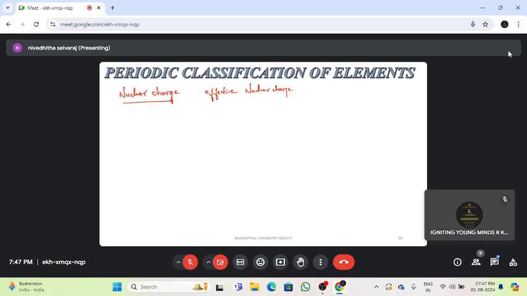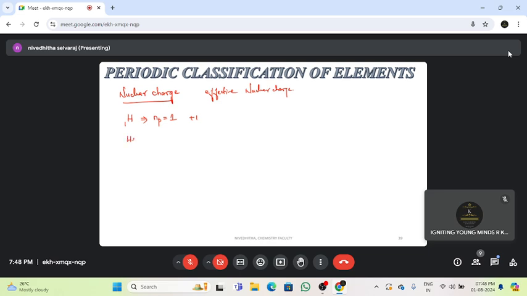So let us take the example of hydrogen. The atomic number of hydrogen is 1. So what is the proton count? It is 1. So what is the charge of the nucleus then? Plus 1. That's it, right? Because hydrogen has only 1 proton whose charge is plus 1. So the nuclear charge is also plus 1.